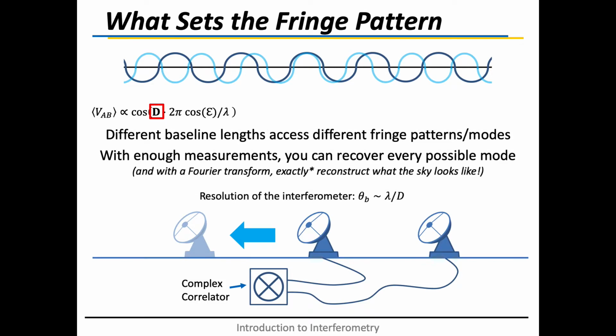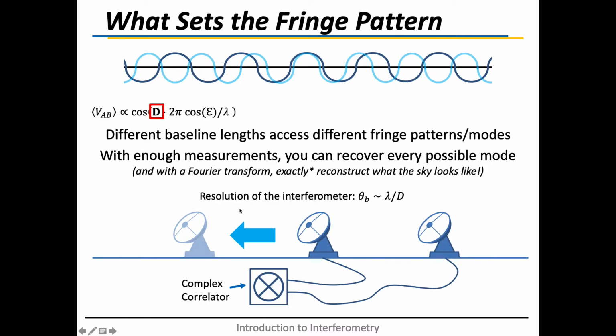This is the core of aperture synthesis, the idea that you can have multiple baselines of multiple different lengths, each measuring a different sine or cosine pattern of the sky. And it turns out that if you measure all of the sine and all of the cosine patterns in the sky, you can use a Fourier transform and reconstruct exactly, with enough information, what the sky looks like. So that's really the big power of interferometry, to reconstruct images by measuring different fringe patterns in the sky, measuring the emission in those fringe patterns.